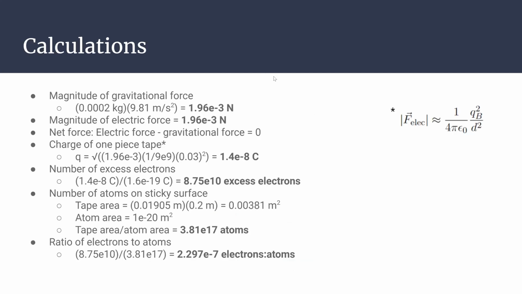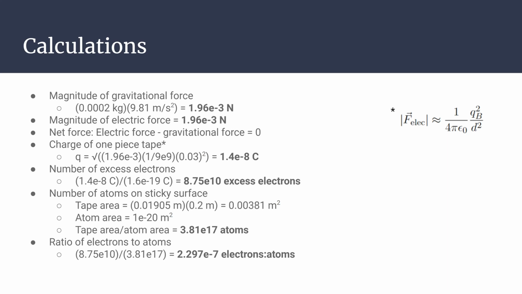So here are all my calculations. The magnitude of the gravitational force for tape B, which was the one that was floated above, was 1.96 times 10 to the negative 30 newtons. Because we disregarded air resistance, the magnitude of gravitational force and electric force were opposed, so they had to be equal and opposite, like Newton's third law states, and like my third bullet point shows.